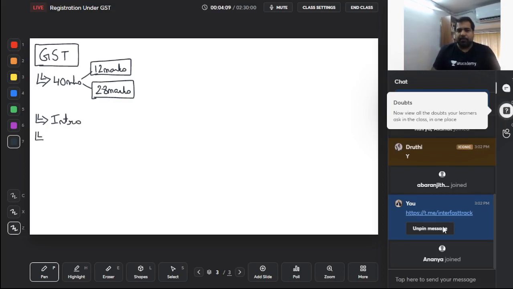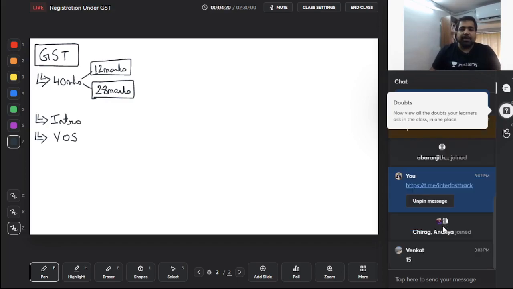Then we saw when you realize the value of things, because only when you know the value can you apply the 18%, 12%, etc. So what to add, what not to add, what to minus is given in value of supply. Excellent, Venkat. Section 15.